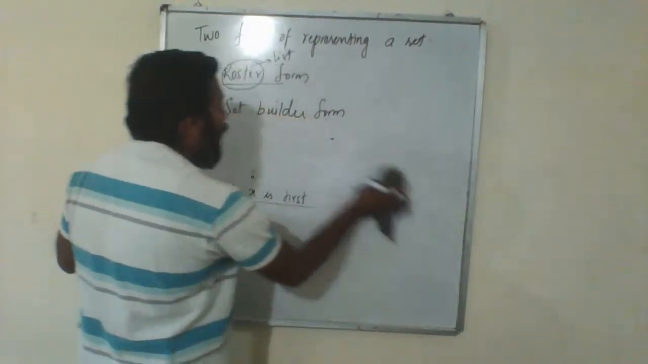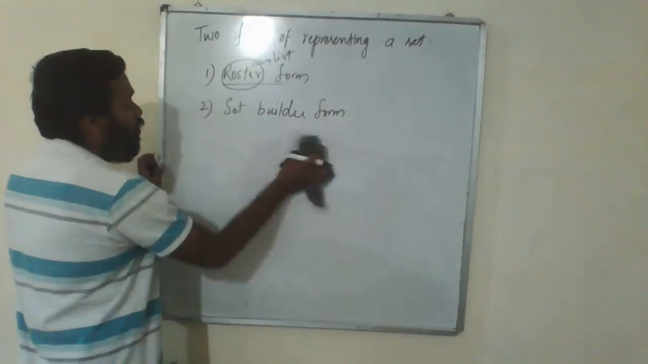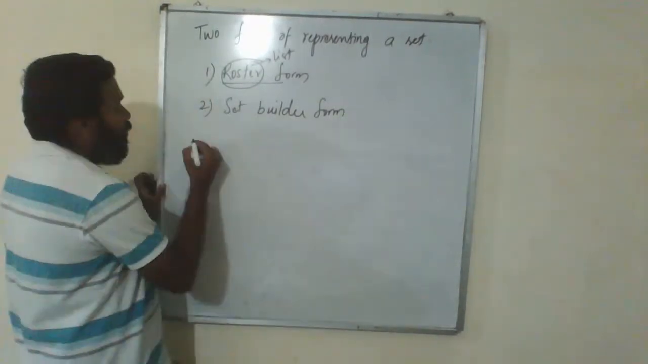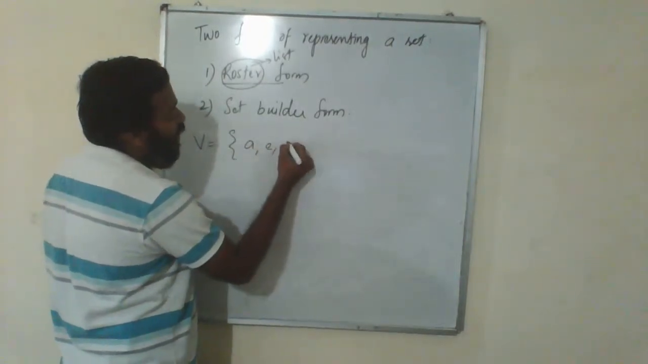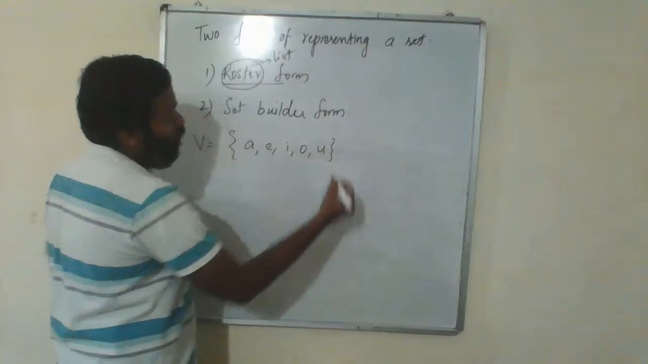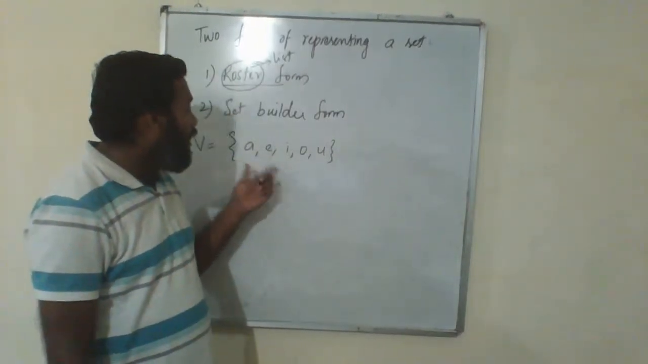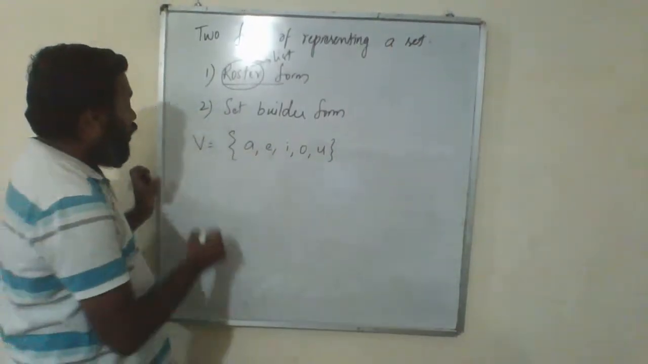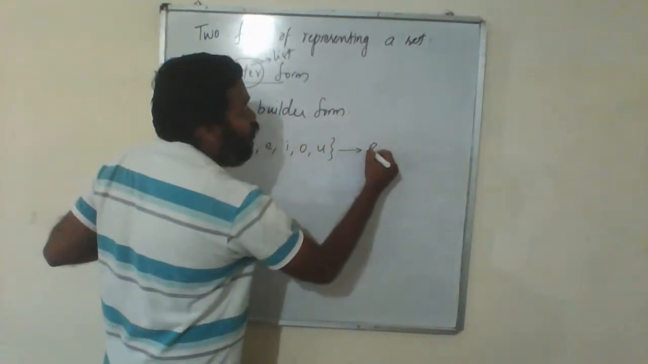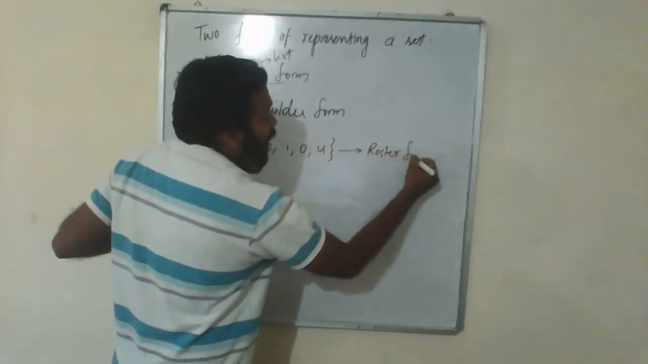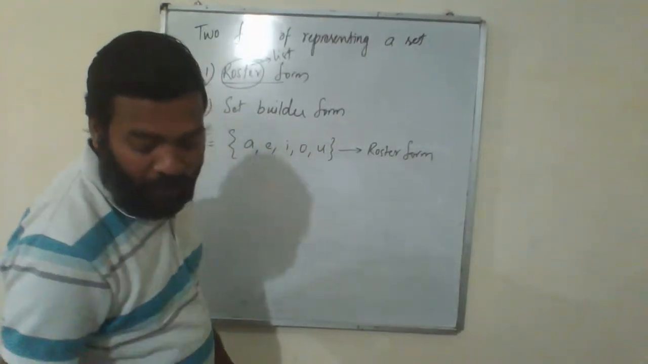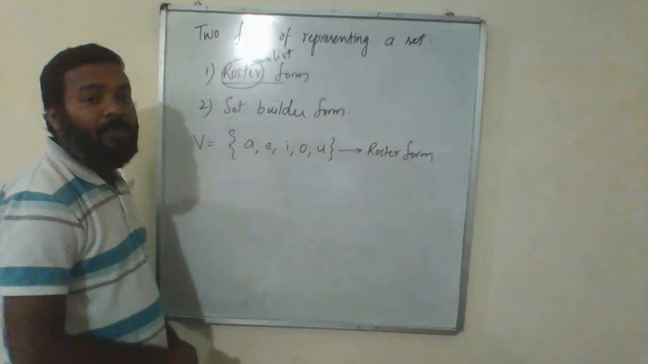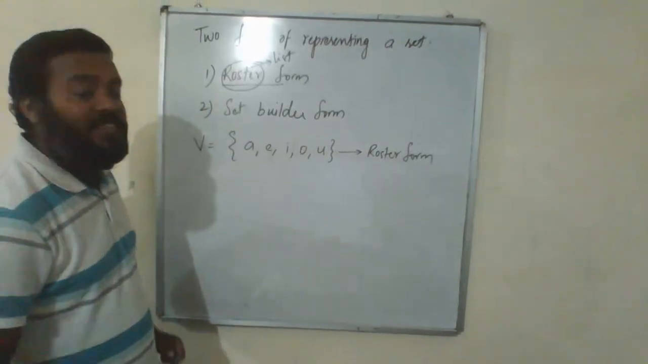Let us go for some examples. Let me take A, E, I, O, U. Here I have taken a set A, E, I, O, U. This is roster form. If roster form is given, write down the set builder form. He may ask you to write down the set builder form of this particular set.